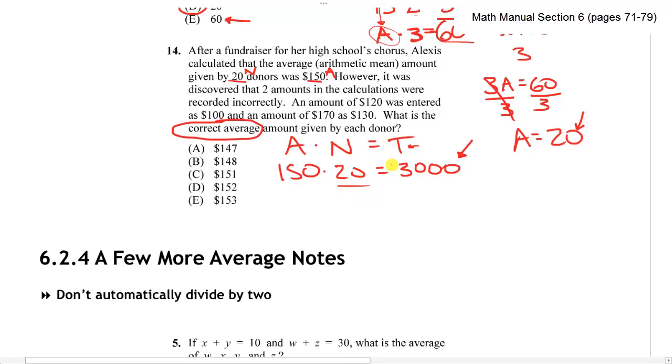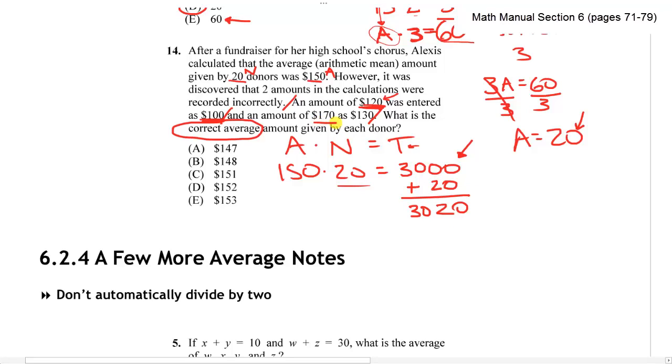The only thing is that's not the right total, because in these phrases here we are told that some donations were recorded incorrectly. 120 was entered as 100, 170 was entered as 130. So if somebody made a mistake and the correct amount was 120, but only 100 was entered, I need to add the $20 to my total, because 120 was supposed to be entered but only 100 was entered. I need to put an additional 20 into my total to get up to that 120 donation. So that's going to take my total up to 3020.